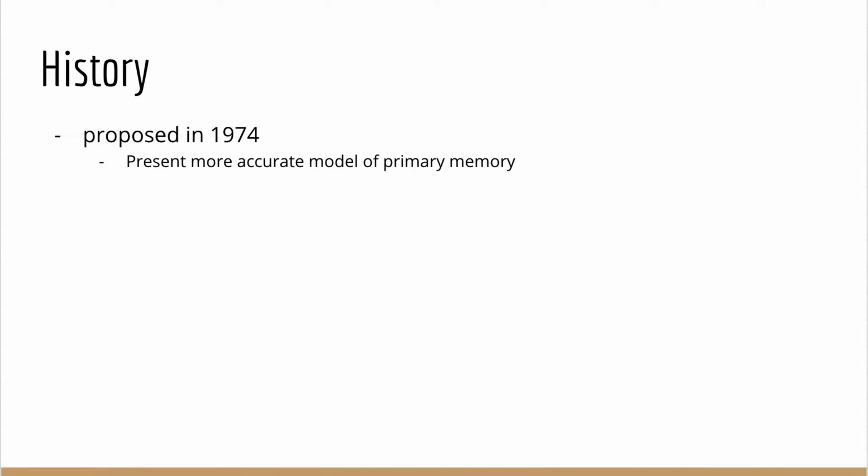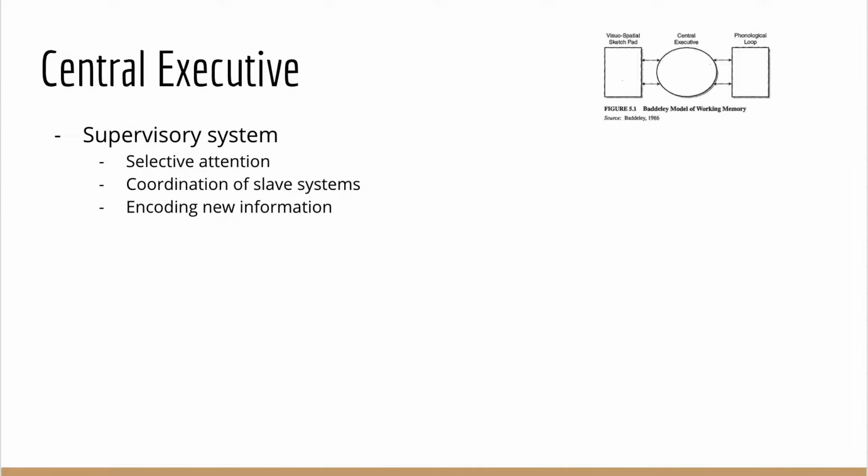So a bit of history on this model of working memory. Well, it was proposed in 1974. It was just to present a more accurate model of primary memory, which is just sort of another term for short-term memory. It was proposed by Alan Baddeley and Graham Hitch in 1974. And so just going piece by piece, let's first look at the central executive.